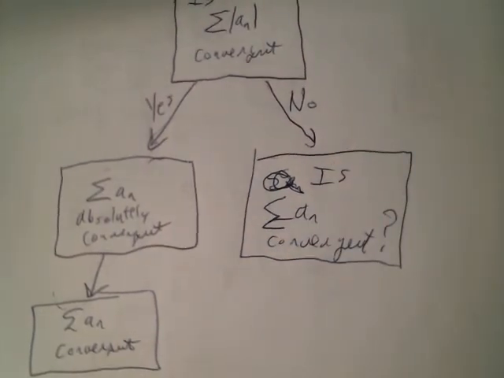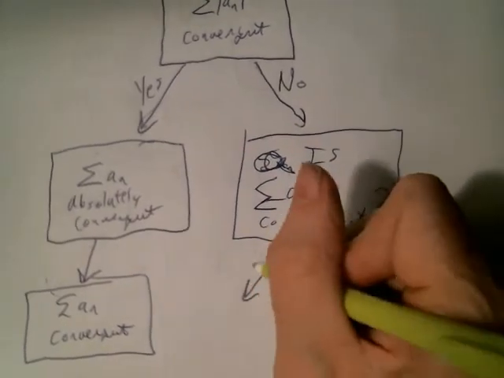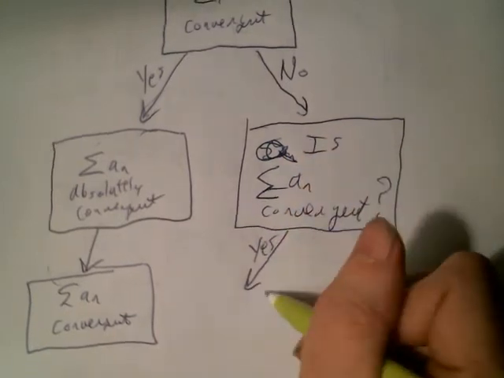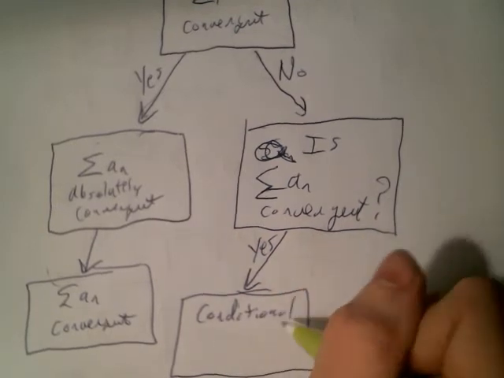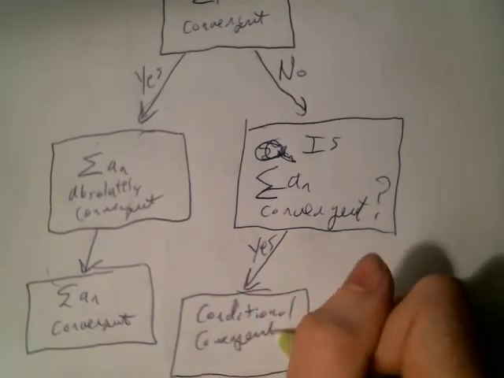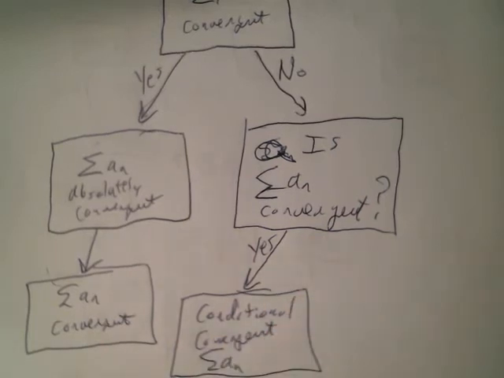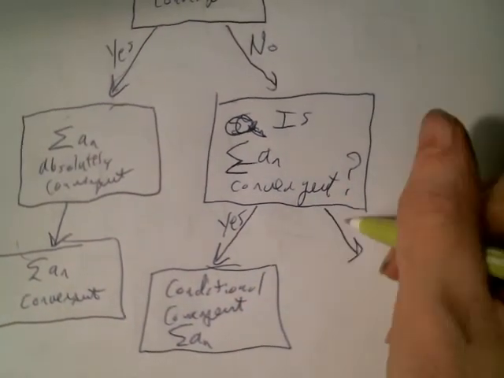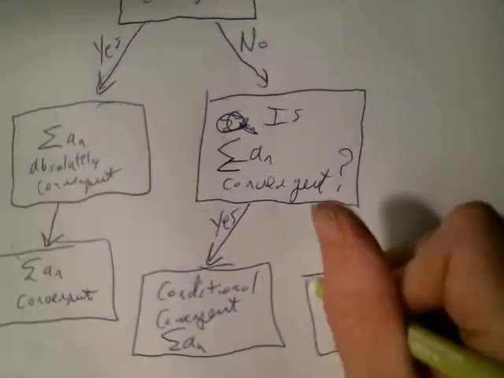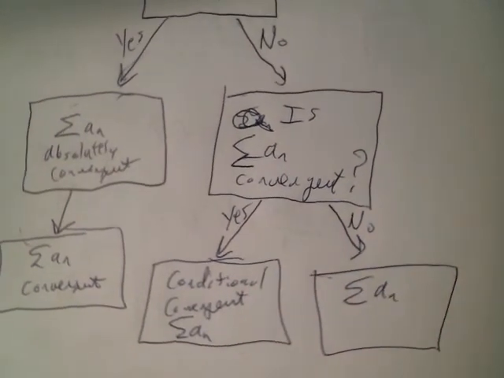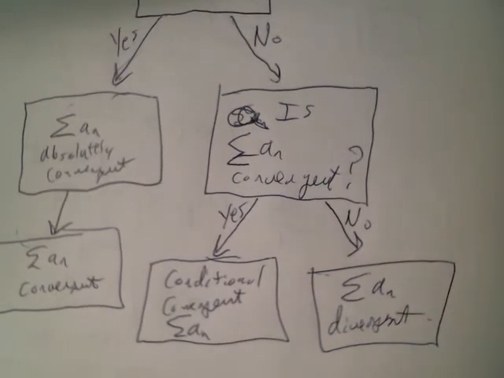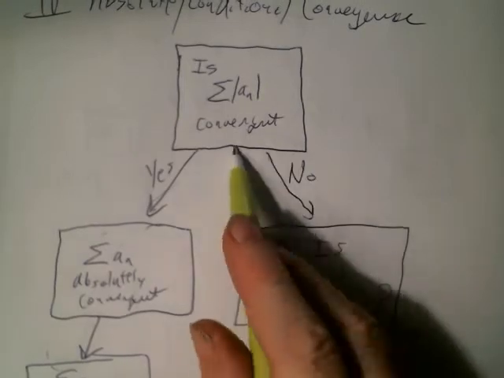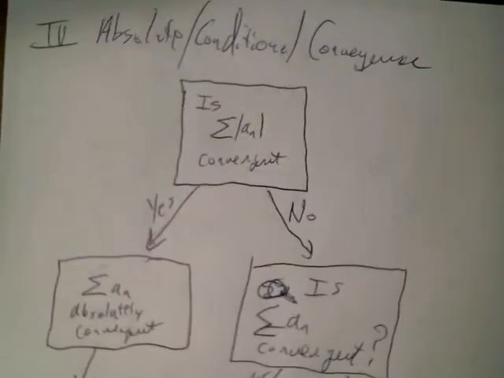So you use your ratio test, your comparison test, your integral test, whatever. If yes, they're going to call that conditional convergence. The original series is conditionally convergent. If no, then it's just divergent. So finally, you end up at the bottom, the series diverges. So when you do these problems, you want to start here and then work your way down the chart.